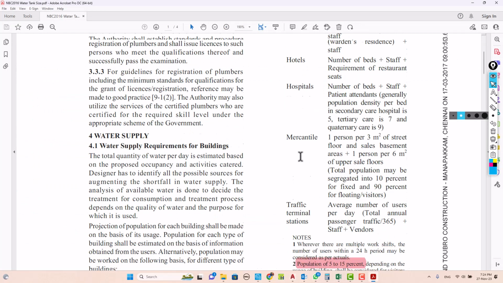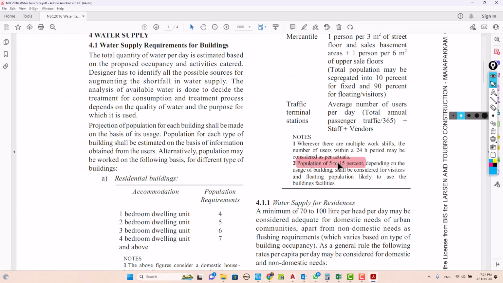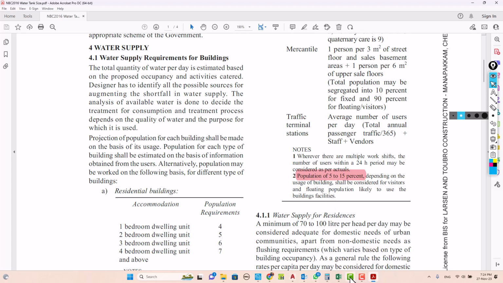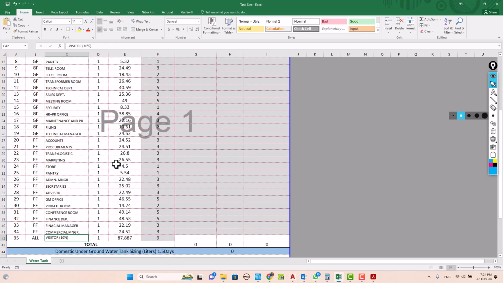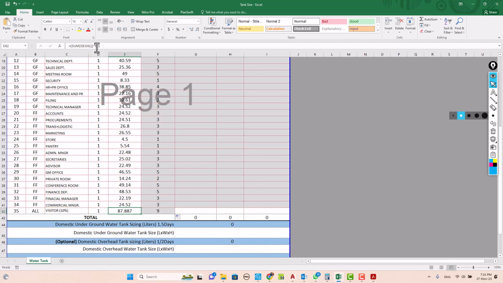See, the visitors we always take 5 to 50%, okay, for our safety factor, like this. So we take here 10%, right? So all area we calculate here and multiply with 10%. So this area came and we divide with 10 meter square and we got the occupants, right?